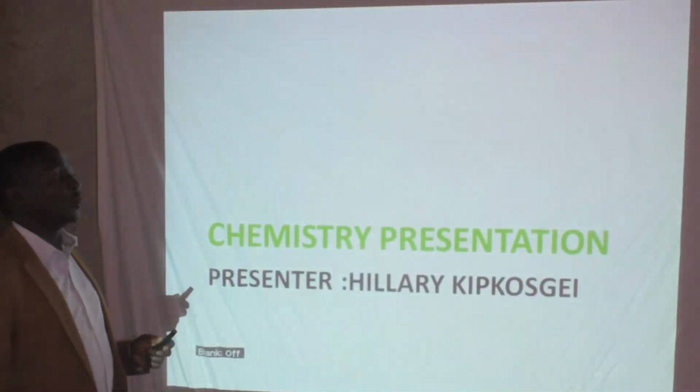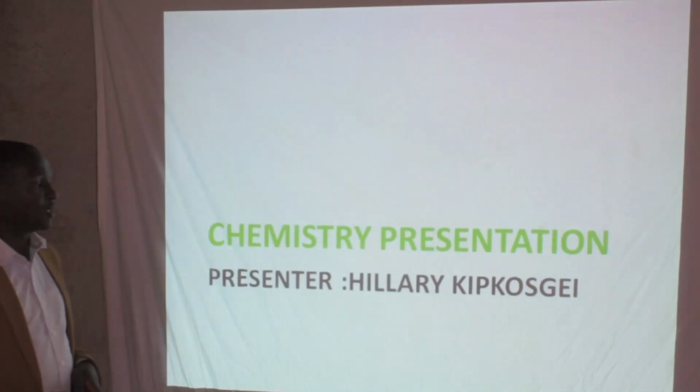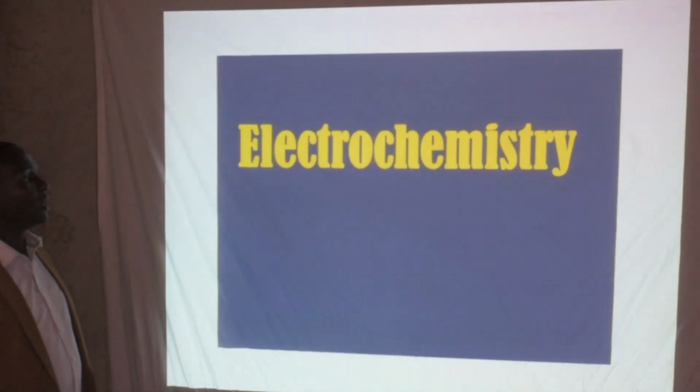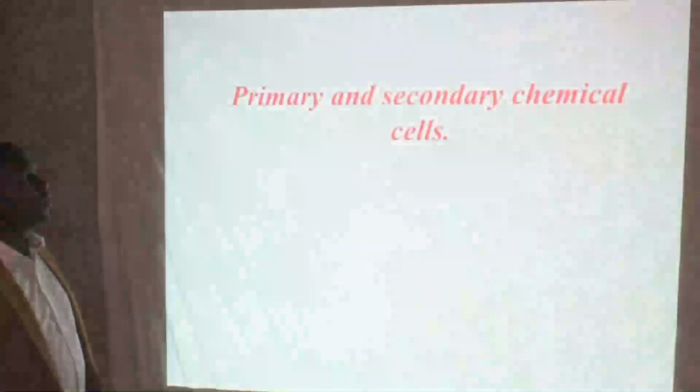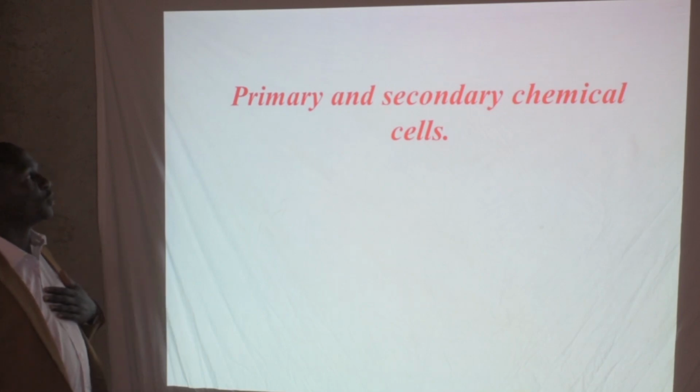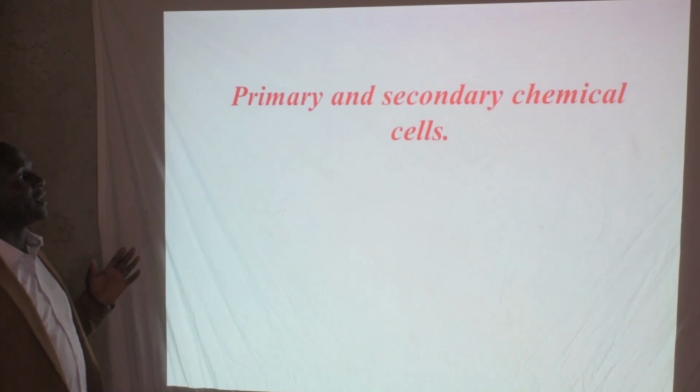Today we want to look further at our presentation on electrochemistry. This has been our lessons that we have been carrying out. This is a topic in Form 4 called electrochemistry. In today's presentation, we are going to pick from where we stopped the other time. Remember, we have been looking at the standard electron potential. Today, we want to look at what we call the primary and the secondary chemical cells.